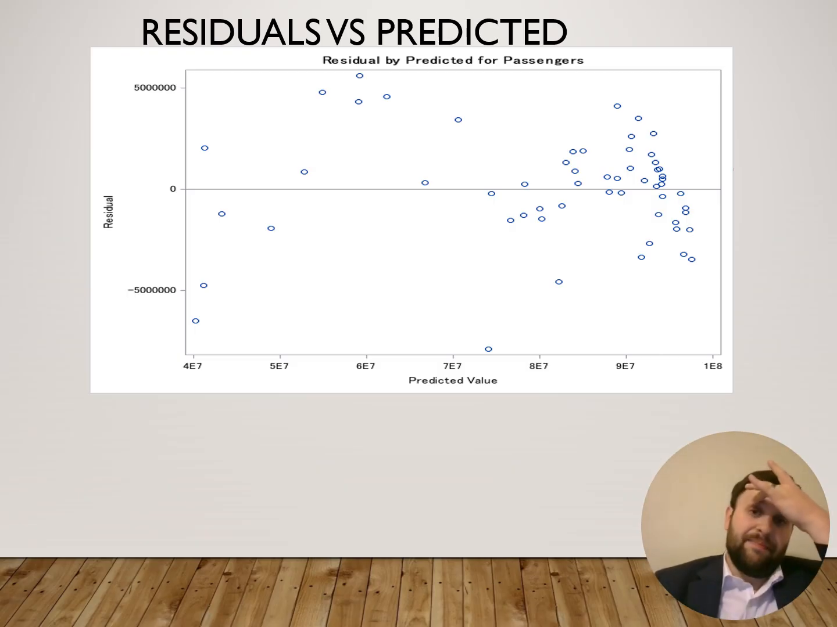And this uneven spread of the dots is a sign that the model's errors don't stay the same across the prediction levels, and there's no obvious curve or shape in the dots. So the basic linear pattern seems fine, but the changing size of the error suggests that the model doesn't meet the equal variance assumption perfectly.